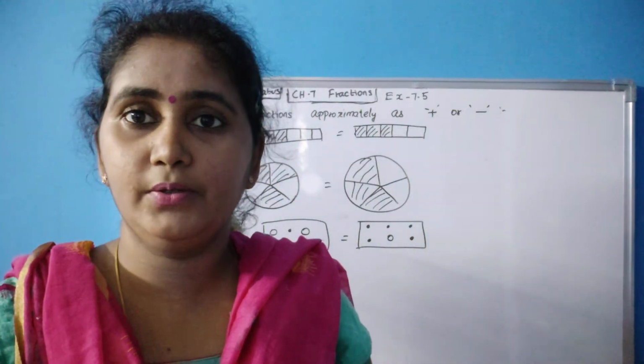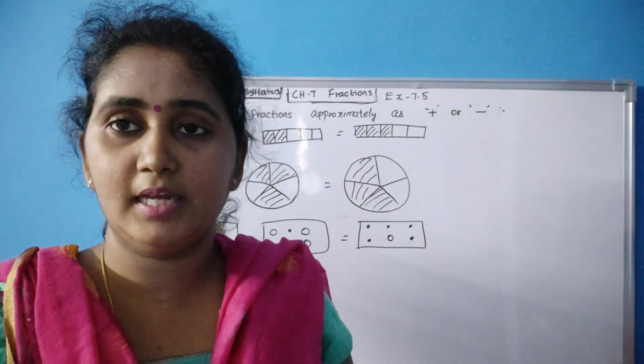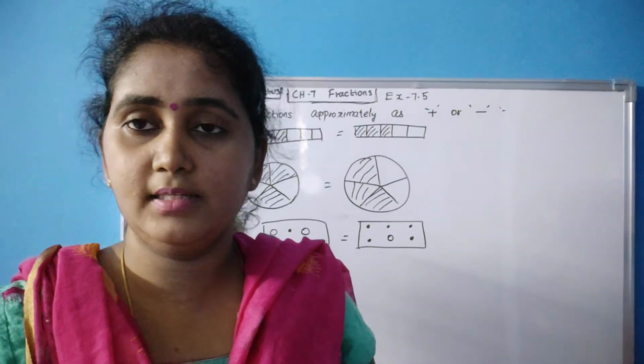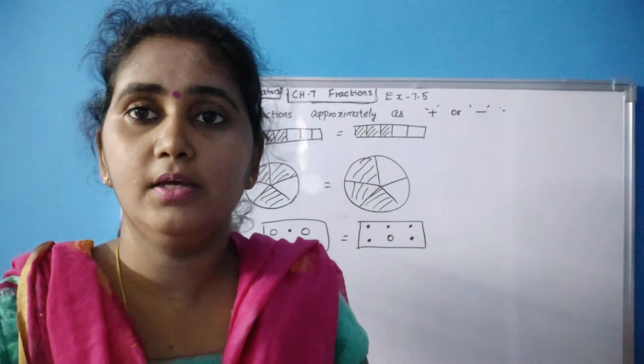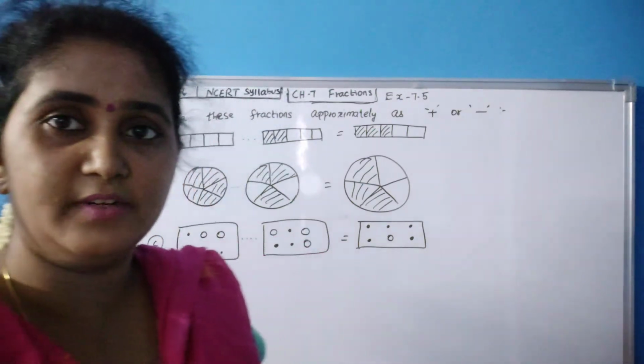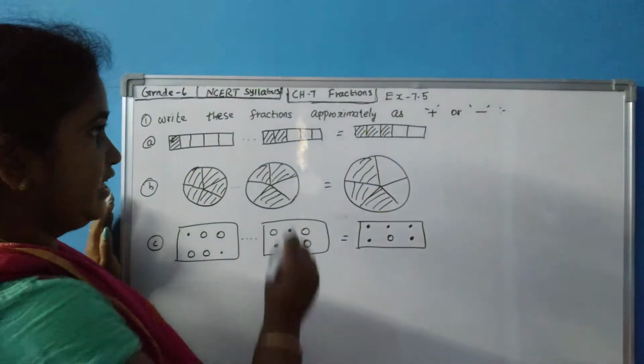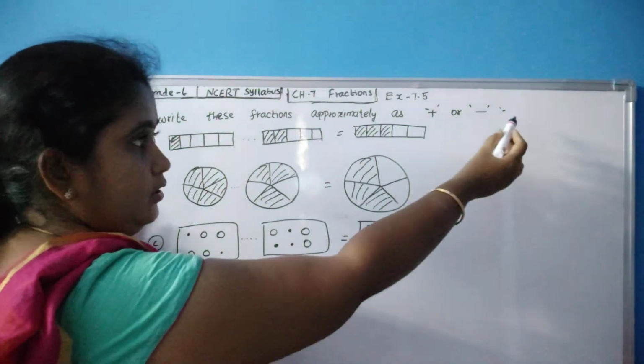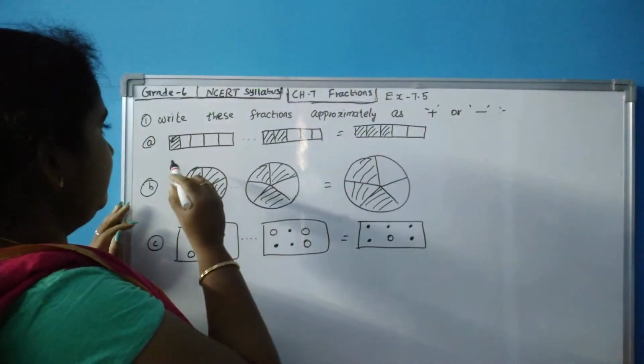So today we are going to see exercise 7.5 in the chapter Fractions of grade 6 in your NCERT syllabus. Okay, so now we will get into the video. You see the first sum. Write this fraction approximately as addition or subtraction. Okay, so see the first sum.